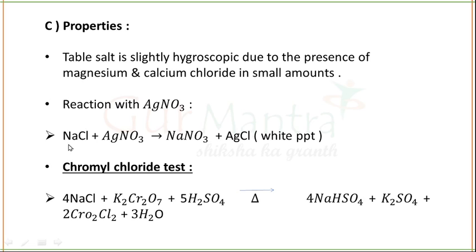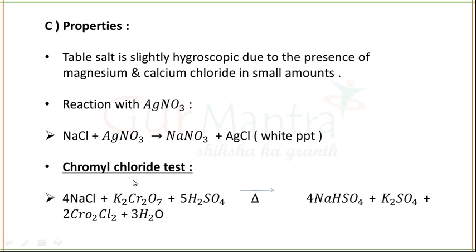When you react this sodium chloride with AgNO3, silver nitrate, the sodium will displace the silver and form NaNO3, and a white precipitate is found in this reaction, that is AgCl, silver chloride.